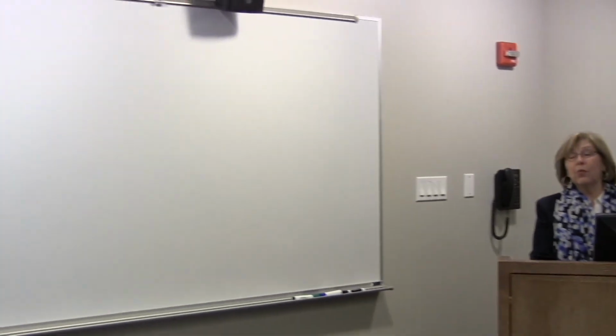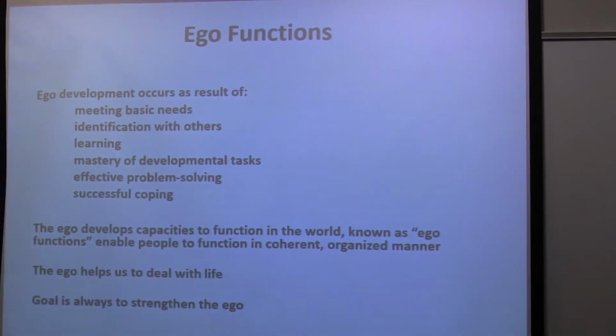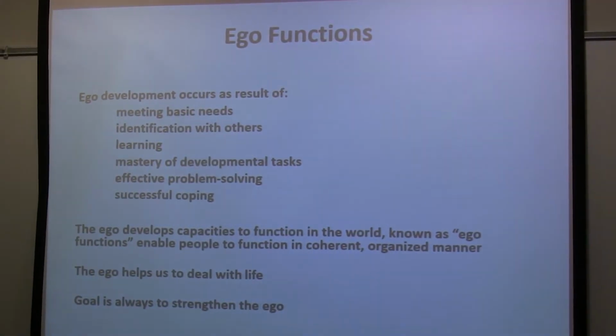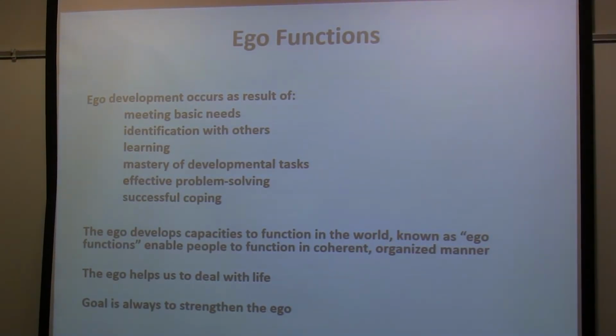Ego functions. We talked earlier about ego strength and the importance of the ego in helping us to get through life. And how does the ego develop? Well, ego development occurs as a result of having your basic needs met, identification with other people, learning, mastery of developmental tasks, effective problem solving, and successful coping. The ego develops capacities to function in the world known as ego functions, and it enables people to function in a coherent, organized manner. Not maybe every second, but in general. And the ego helps us to deal with life.